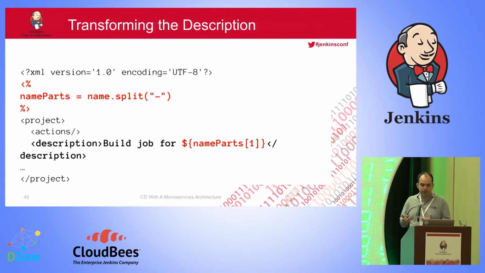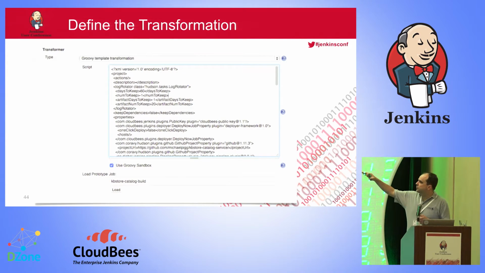So what kinds of things can we do? We could customize the description. So what you do in the template is write Groovy code. So back here on this slide, my type is selected as Groovy template transformation.